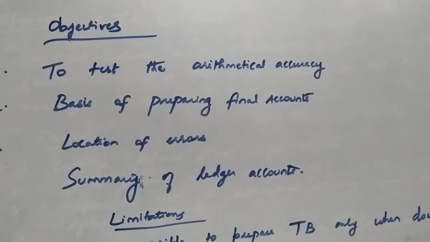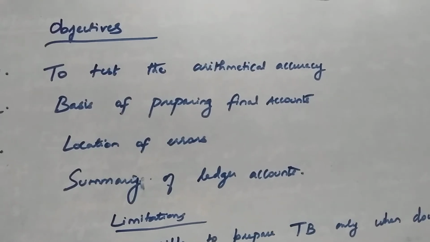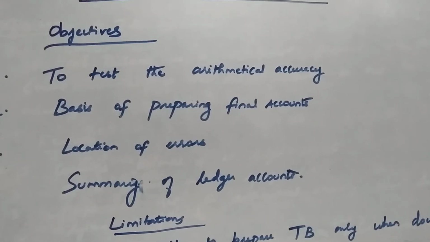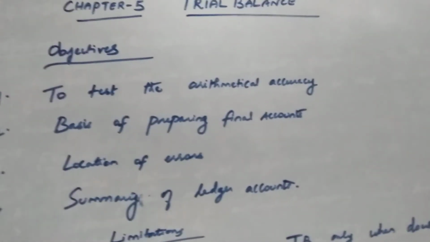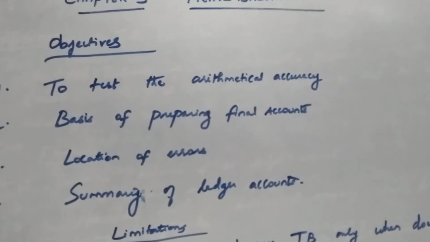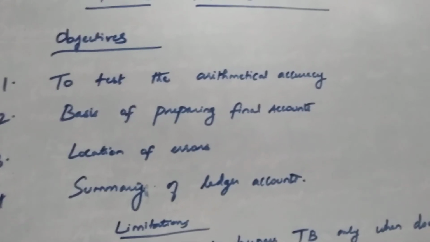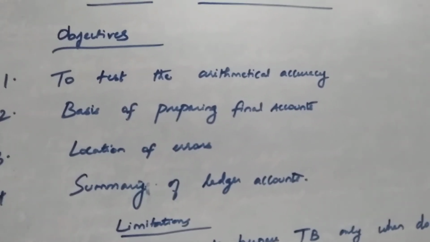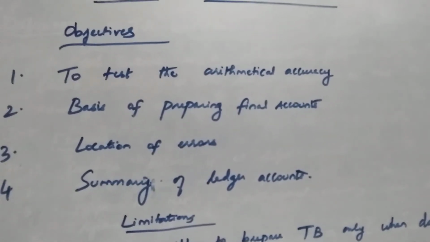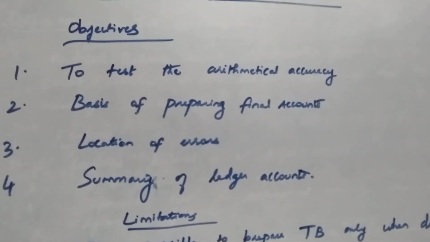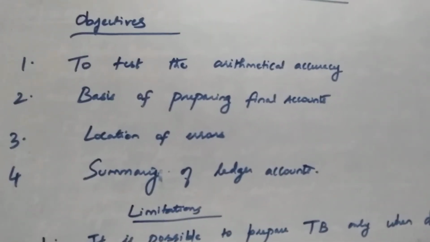And as you already know, in the accounting cycle, we start with the transactions, recording of transactions. From that we will do the journal entries. From journal, we will be preparing the ledger. And after ledger, we prepare the statement called trial balance. And we will take all these ledger balances in order to prepare the final accounts. So this trial balance forms a basis of preparing final accounts.